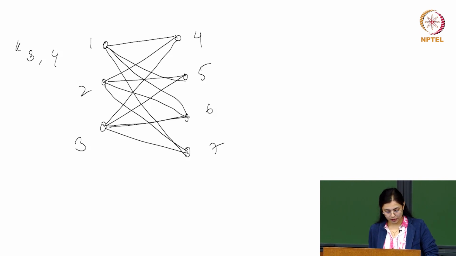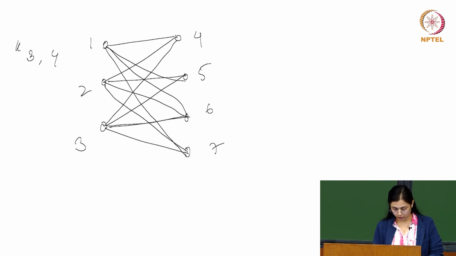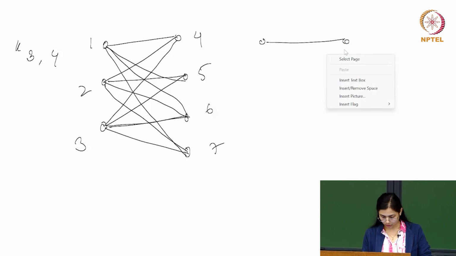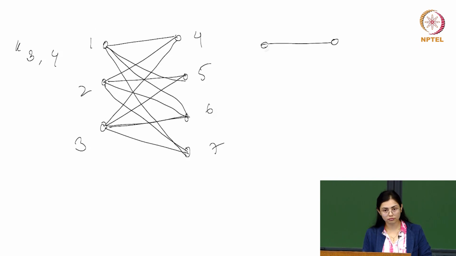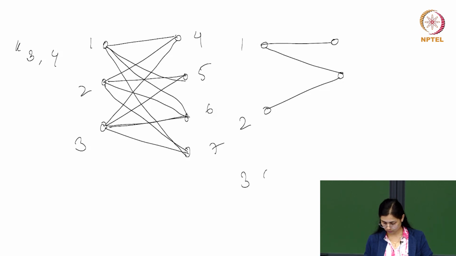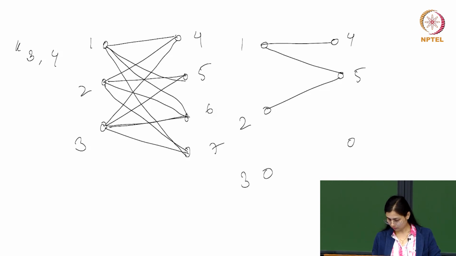4, 1, 5, 2, 6, 3, 7. You said 1, 4? No, you have to go from 4 to 1. So 4 to 1, then 1 to 5, then 5 to 2, 2 to 6, 6 to 3, 3 to 7. Okay.